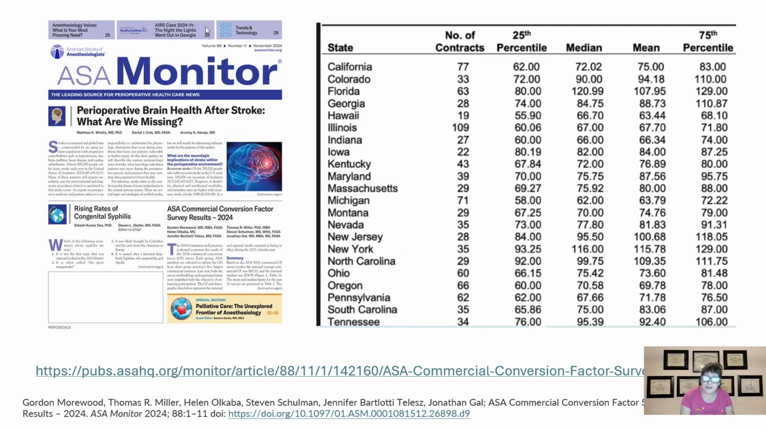So this is just a snippet of what it looks like, the resource from all of these doctors and Helen Okaba, who donate their time. You may see Dr. Gal here again. They are all trying to help us be a better organization, a better society for the anesthesia community, to make sure that we are getting paid for the services that we perform. And this is how you keep tabs with that, so that in your location.